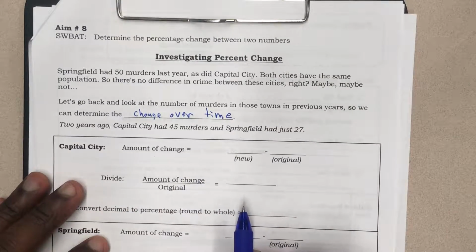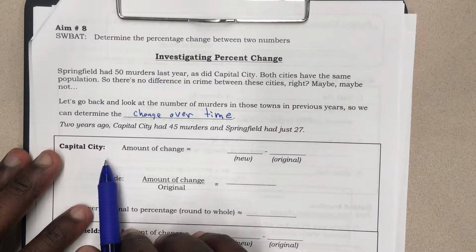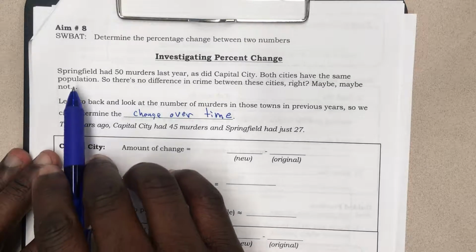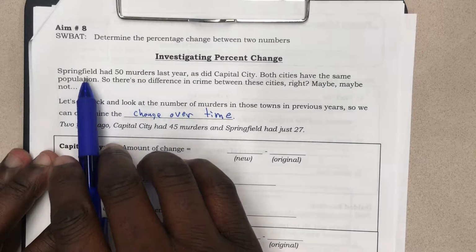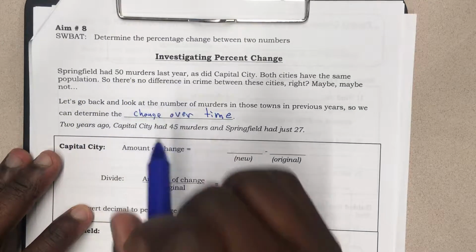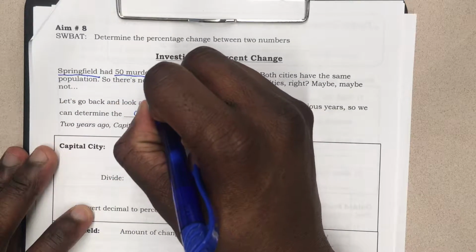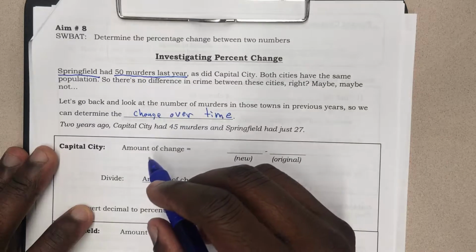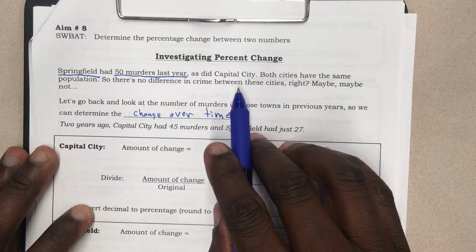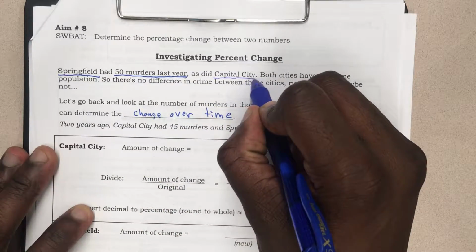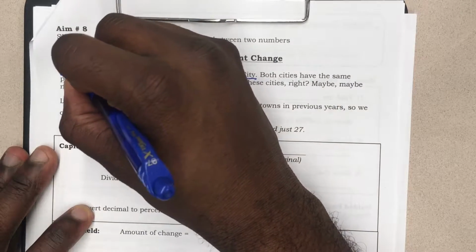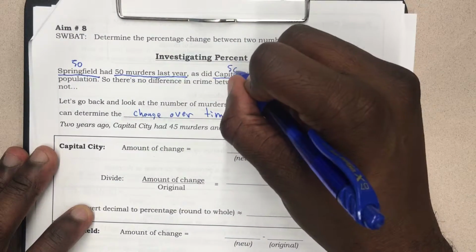The amount of change. So let me be clear. I've got to go back and find the original. So let's say Springfield had 50 murders over last year. So I'm going to underline Springfield and 50 murders over last year, okay? And then Capital City had the same amount. So I'm going to put a 50 on top of Springfield and 50 on top of Capital City.